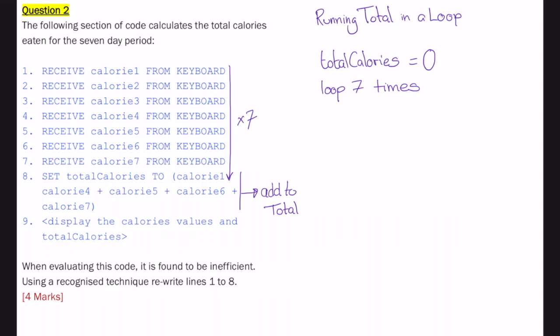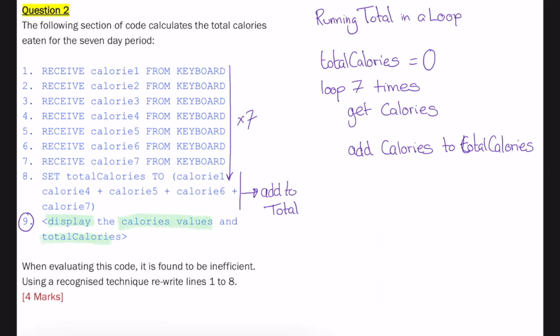And each time we go through a loop, we need to get the calories from the user, and we add the calories to our total calories. And there we have a partial solution. You might think that this is a complete solution, but in fact it is not. To identify the parts of the solution that are missing, we need to look at step 9. On step 9, we are told to display the total calories along with the calorie values. So in order to display the calorie values, we need to store the 7 values that we have entered into our program, which means this program is going to need to use an array.